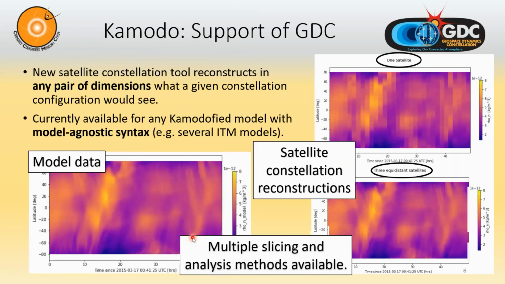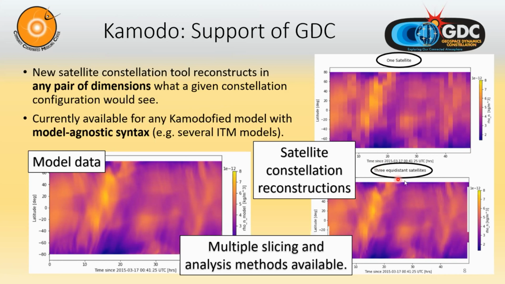One particular tool that we've developed in Komodo to particularly support the Geospace Dynamics Constellation is the reconstruction tool. It's a new satellite constellation tool that reconstructs what that constellation configuration would see in any pair of dimensions, such as the plots shown here. All right, so this is using GetEm data as an example. We took the simplest configuration, one satellite, flew it through the model data, and we get this. This is what that one satellite could see, for example, a latitude versus time plot. And this can be done for any pair of coordinates.